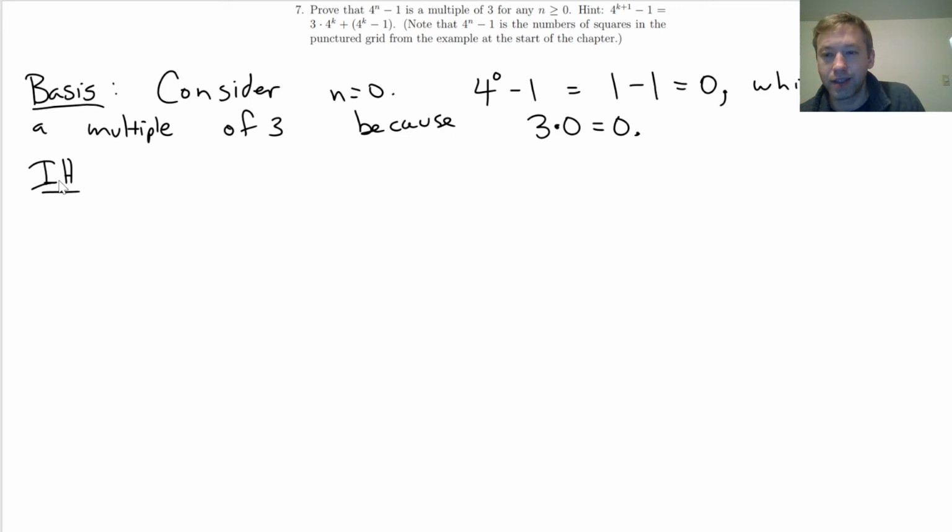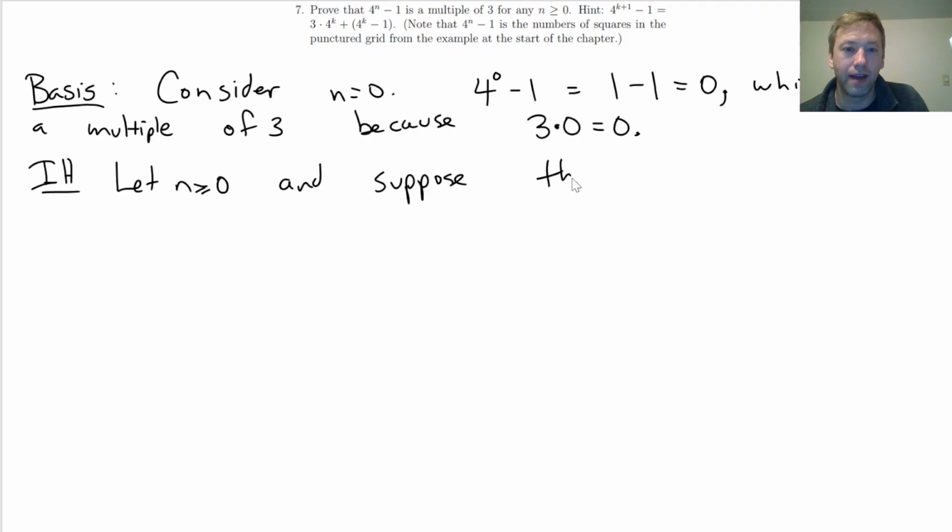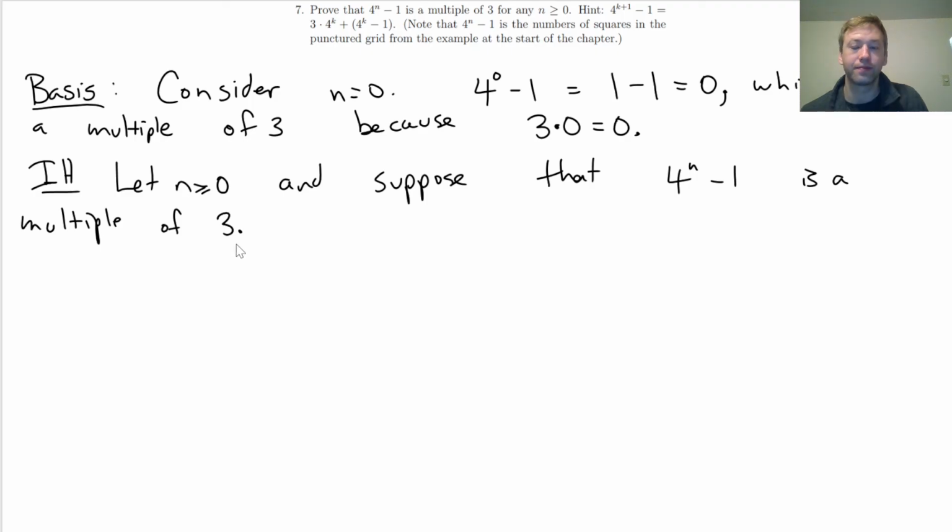Inductive hypothesis, let's just use weak induction. So let n be at least 0, and suppose that 4 to the n minus 1 is a multiple of 3. Inductive step, consider 4 to the n plus 1 minus 1.